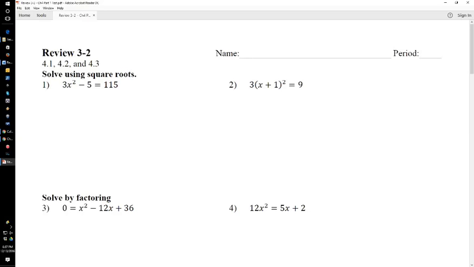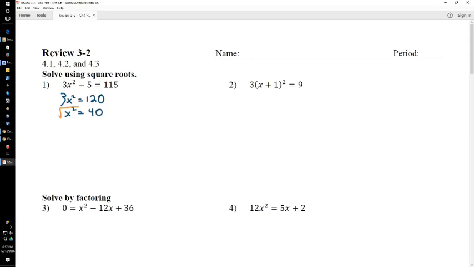First things first, we need to move the 5 over. So 3x squared equals 120. Then we divide by 3, so x squared equals 40. Okay. From here, we're going to get rid of the squared.